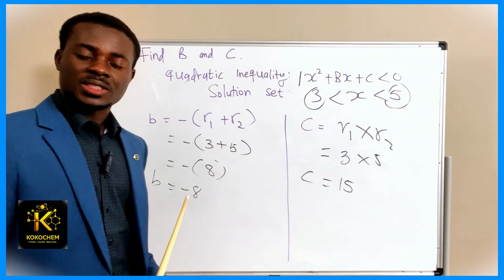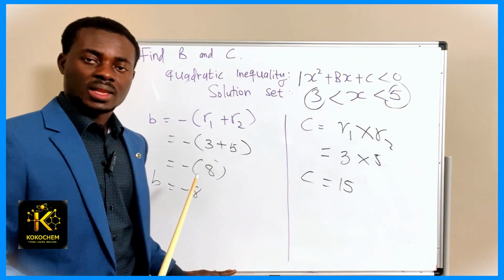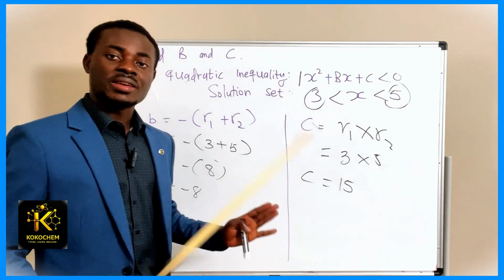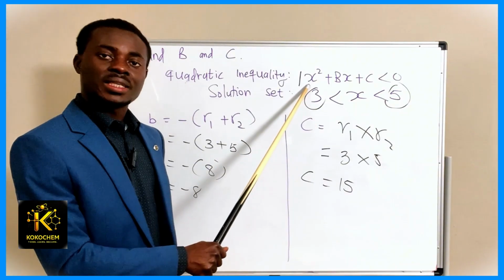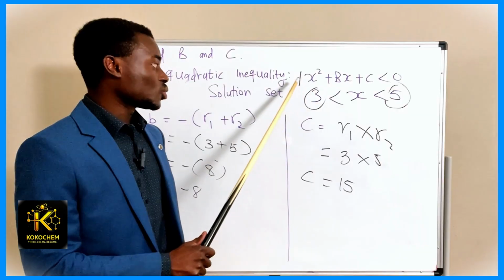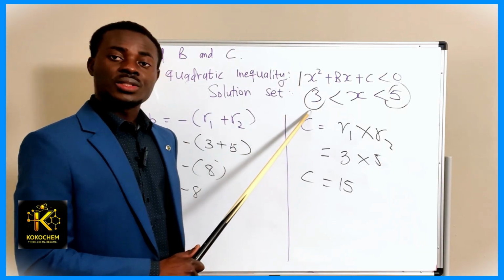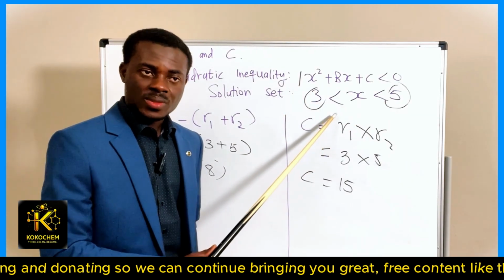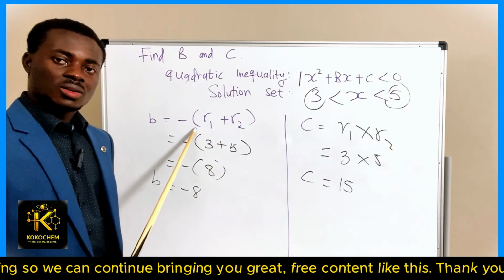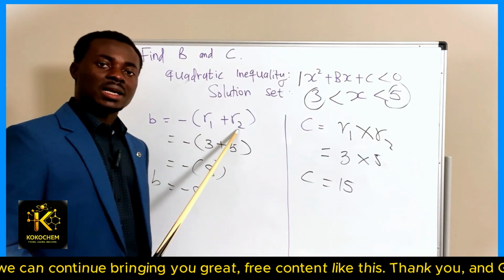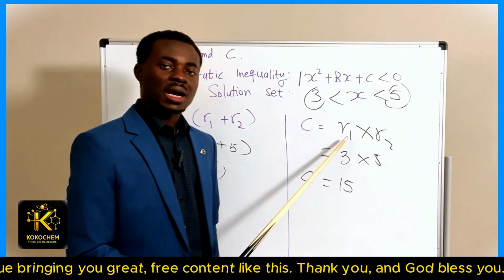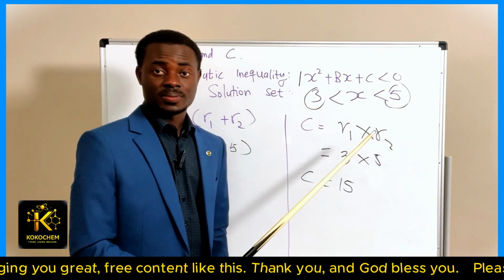Did you see how fast we were with this formula? Yes. So the bottom line here is that anytime you've been given this type of quadratic inequality where the coefficient of x squared is 1 with a given solution set of this nature, the formula for b is going to be minus 1 open parenthesis r1 plus r2 close parenthesis, and then c is going to be r1 times r2.